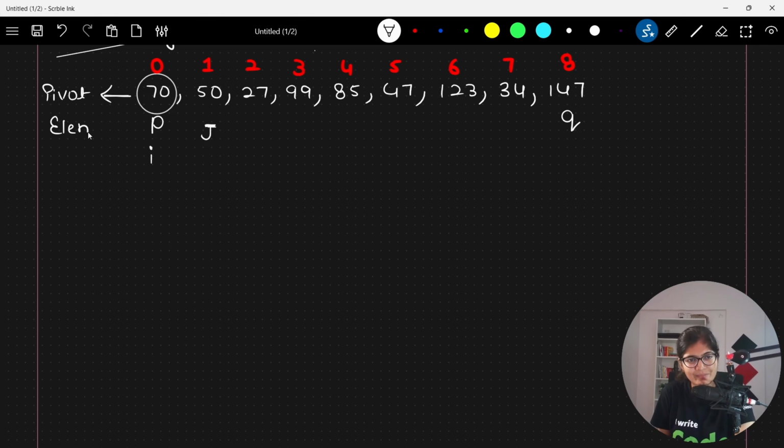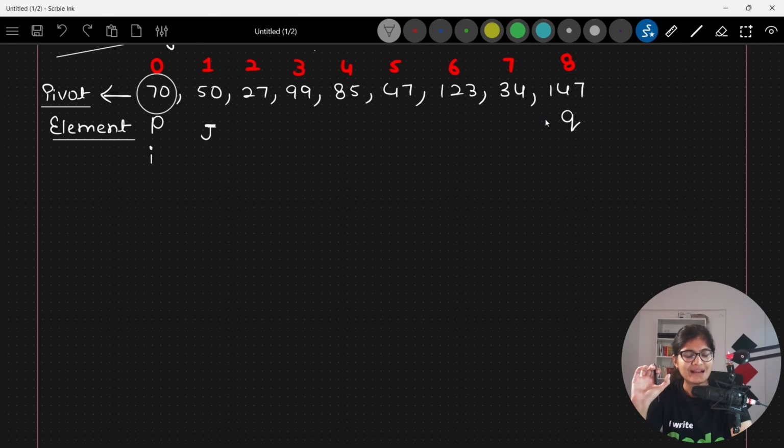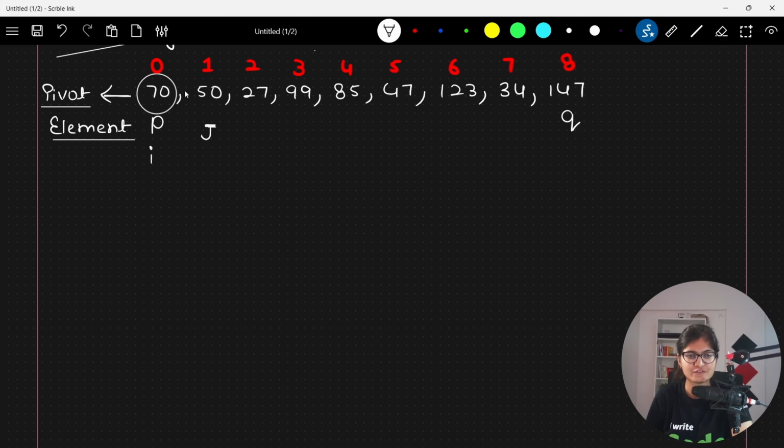Now this pivot element is the fixed element which you can take as the first element, or you can take a last element, or you can take any random element. This is of your choice. As of now, I am considering that the pivot element is the first element, which is equal to 70, right?